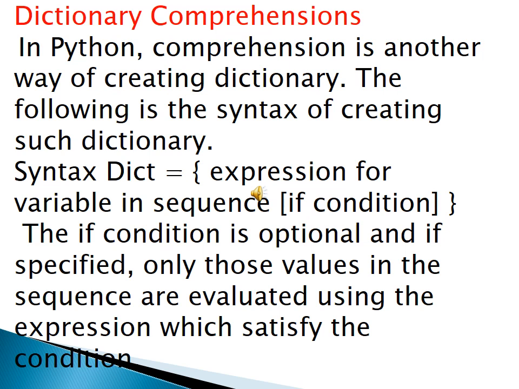Okay. After that, the if condition. Inside the square bracket, we have defined the condition. We are using a single line. Using the dict comprehension method, we can do the conditions or execute the expression easily. Okay. The next one, the if condition is optional.